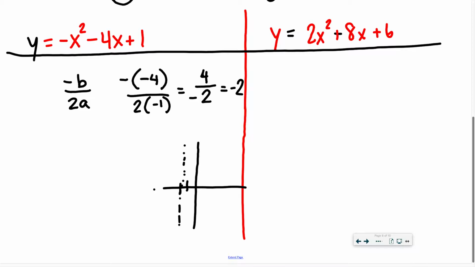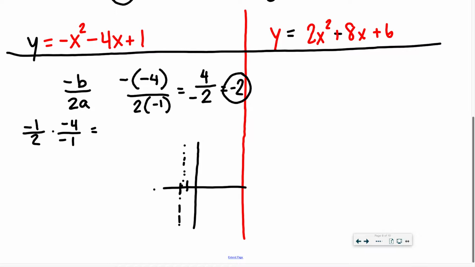So my axis of symmetry, if I were to graph this, would be -2. If you calculated -1/2 times b over a, you could have done it that way as well. Signs are really important. So we have our axis of symmetry. Who wants to share how we can use that axis of symmetry to find the coordinate for our vertex?